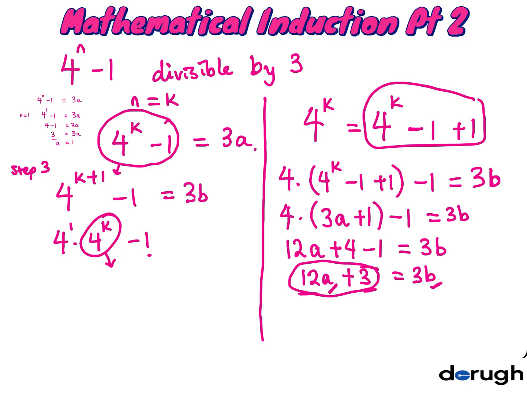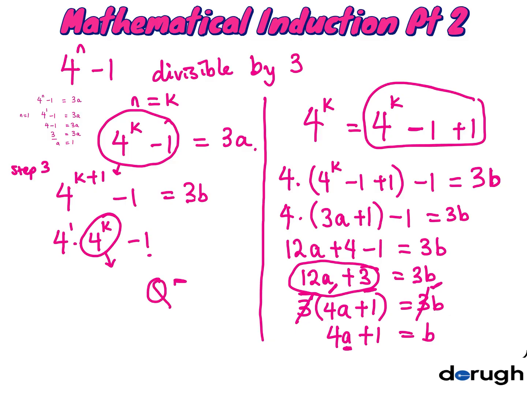In fact, we can even go further. We can factorize it. We say 3 bracket 4a plus 1 equals 3b. 3's cancel each other. What we have is 4a plus 1 equals b. Remember that b is any integer. We don't even have a specific number for it. And if you calculate this, if a is also an integer, whatever you do for 4a plus 1 will be an integer. After all said and done, statement proved.